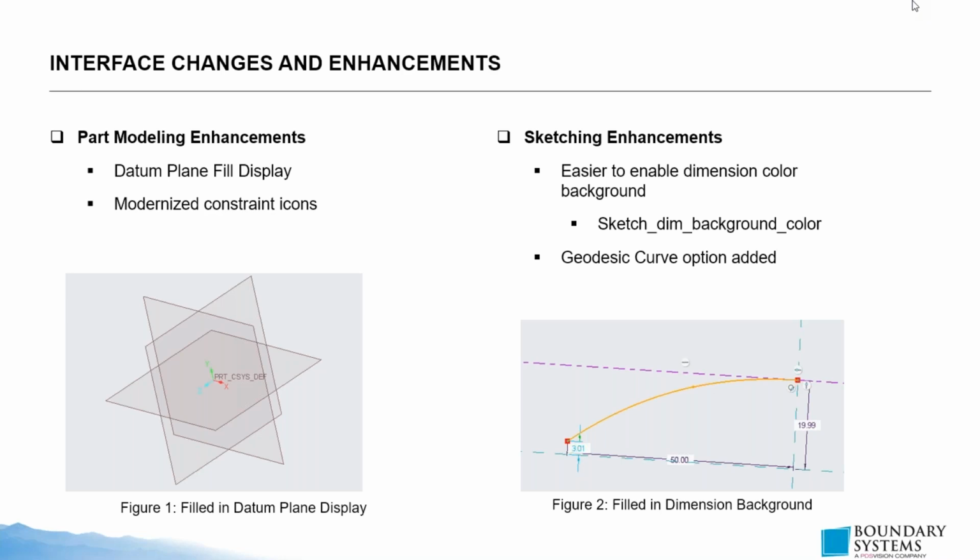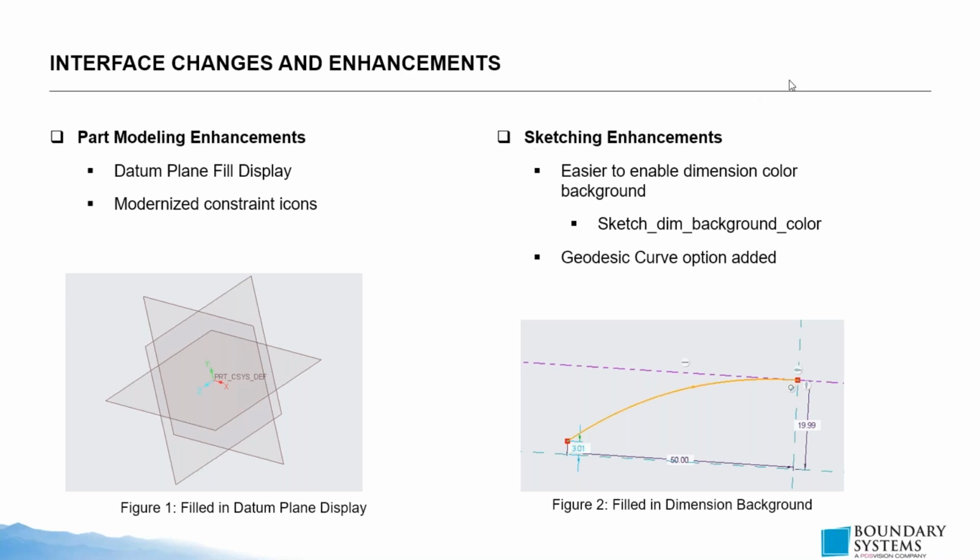Next, they've modernized the constraint icons. Essentially, they do this in every version of Creo, or at least the last few. They've made constraint icons just a little bit better looking. So they've done this again. They are just more user-friendly, easier to see, easier to click than they were in Creo 7.